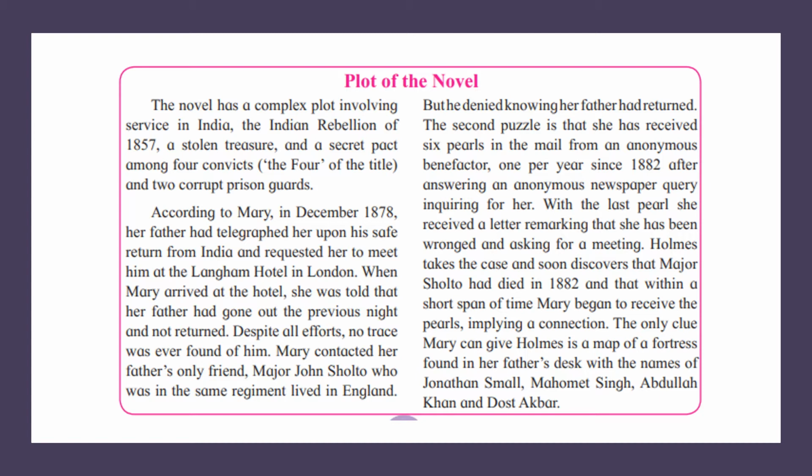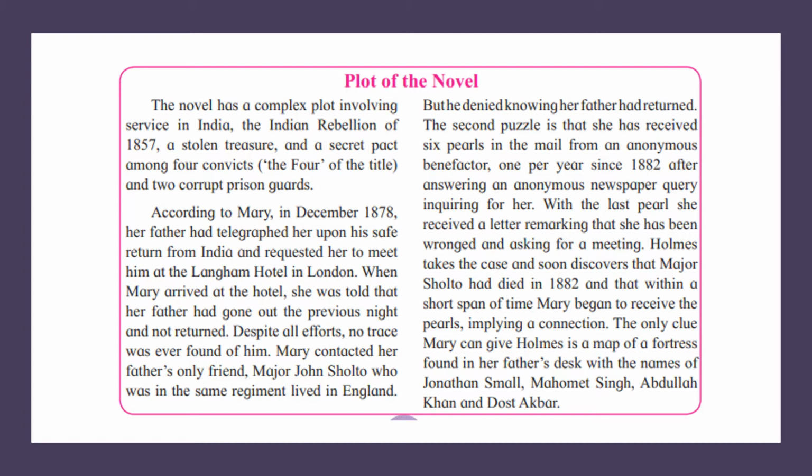The second puzzle is that she had received 6 pearls in the mail from an anonymous benefactor, one per year since 1882, after answering an anonymous newspaper query inquiring about her. With the last pearl she received a letter remarking that she has been wronged and asking for a meeting. Holmes takes the case and soon discovers that Major Sholto had died in 1882 and that within a short span of time Mary started getting the pearls, implying a connection.